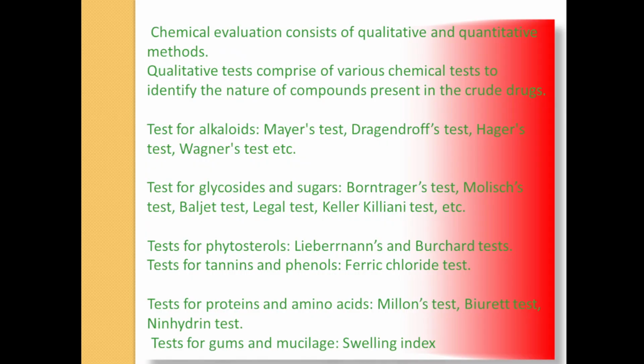Chemical evaluation consists of qualitative and quantitative methods. Qualitative tests are the chemical tests to identify the nature of compound present in the drug. For example, tests for alkaloids are Mayer's test, Wagner's test, Hager's test and Dragendorff's test. Tests for glycosides and sugar include Borntrager's test, Molisch test, Baljet test, Legal test, Keller-Kiliani test. Test for phytosterol includes Liebermann-Burchard test. Test for tannins and phenol is the ferric chloride test. Test for protein and amino acid includes Millon's test, Biuret test, Ninhydrin test.